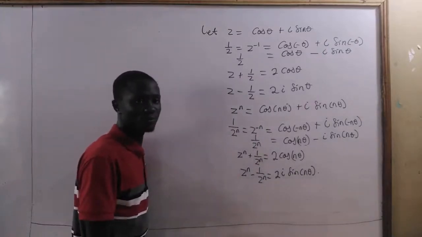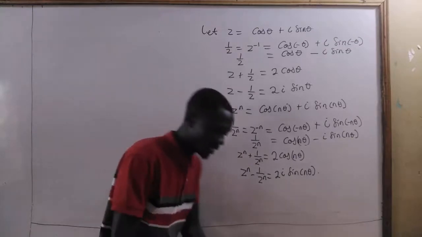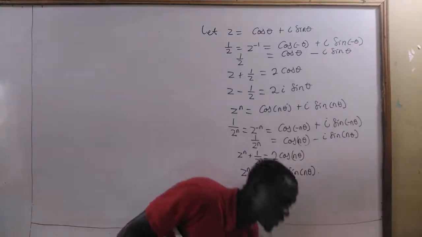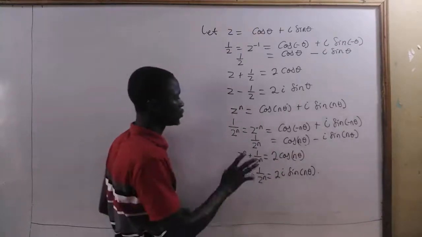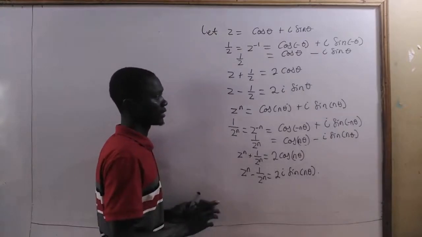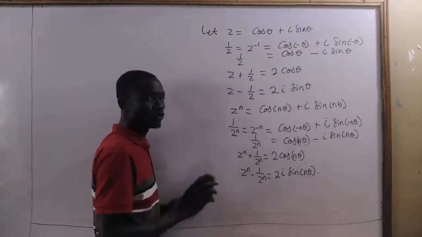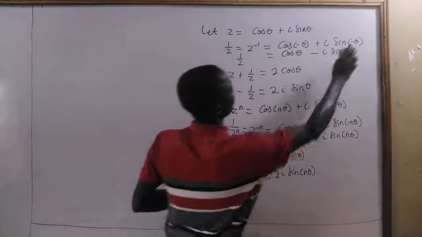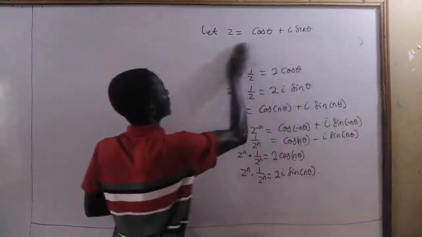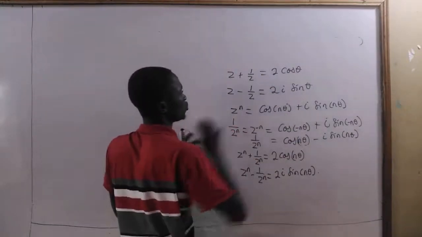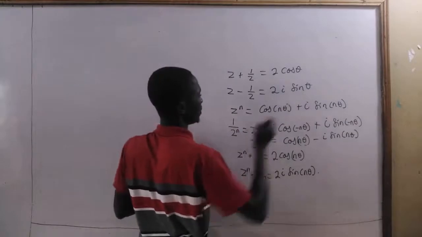Very simple. Ooh, I didn't take my duster. Okay, I have it here. So we have to keep these expressions in mind. I'm going to clean the board because we are going to use it. So let's write them here.